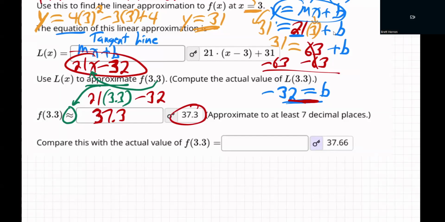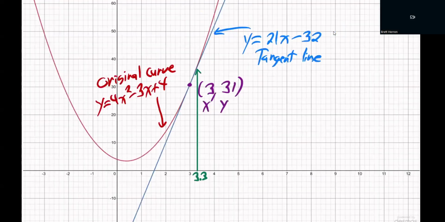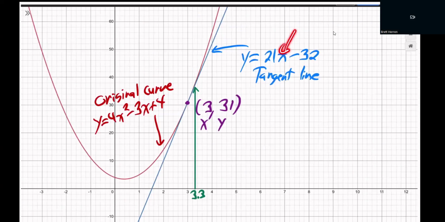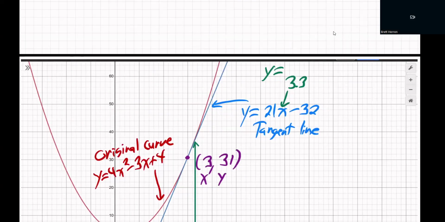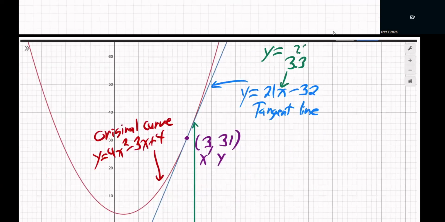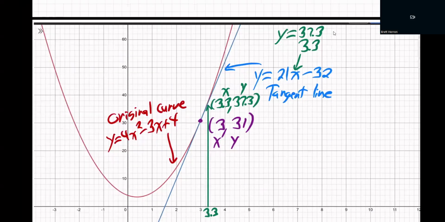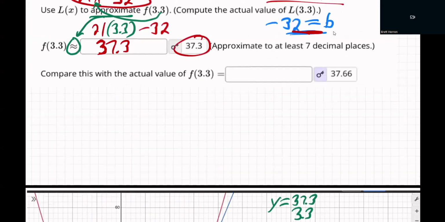Now, again, we plugged that x value, 3.3, into the linear equation, and y came out to be 37.3. So that's the blue. This is the point right here, over 3.3 for x, up 37.3 for y. Now, that's pretty close. What's the actual red function value there? That's what they're asking us about now.